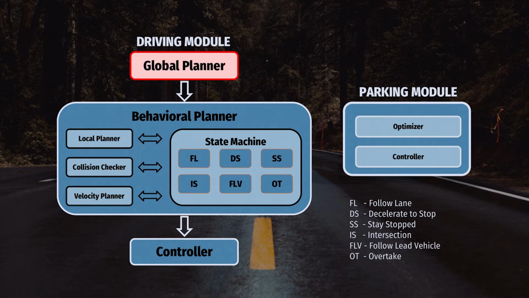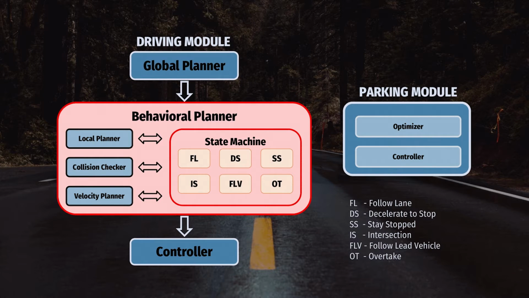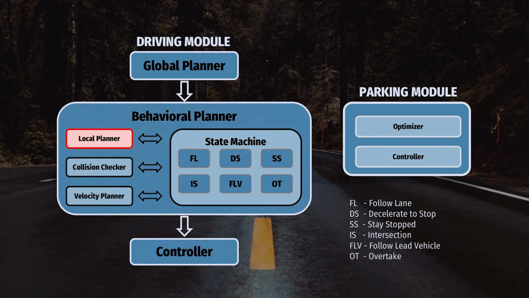The global planner plans the global path from the user location to a specified destination. The behavioral planner handles the different scenarios encountered by the vehicle. It was implemented using a finite state machine with 6 states. The local planner creates dynamically feasible, safe, and comfortable paths along the global path.